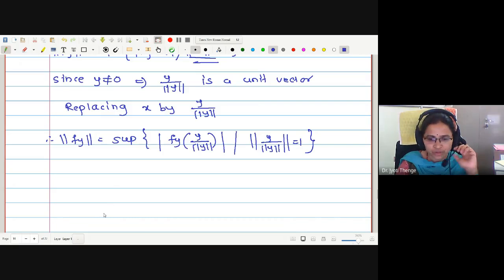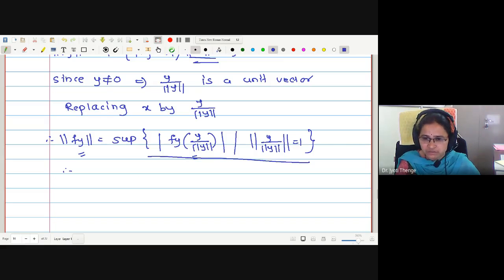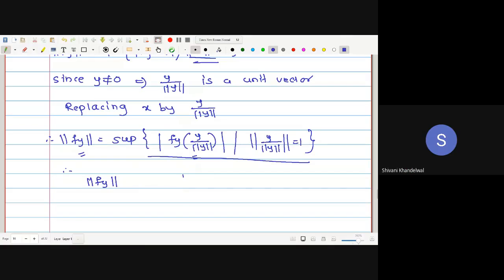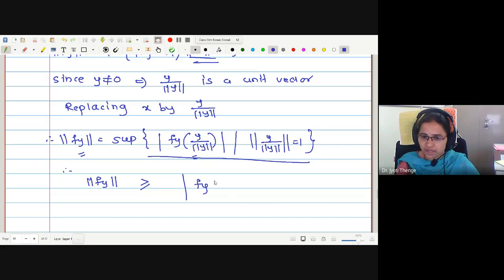Correct now? Now, how we are going to use this definition is, we want to find the relation between these two. That is, I want to remove the suprema on both sides. Norm f_y is a supremum value among this set. Therefore, what is the relation between norm f_y and an arbitrary element of this set? Norm f_y is greater than or equal to any element, that is, greater or equal to the arbitrary element f_y operated on y upon norm of y. Let me call it statement number 3.